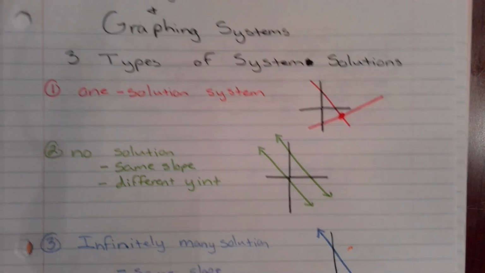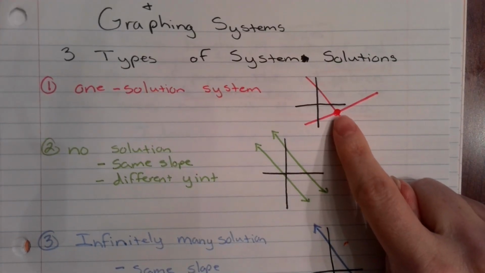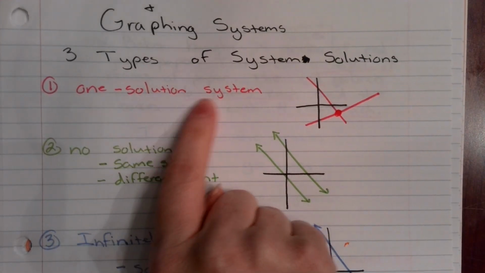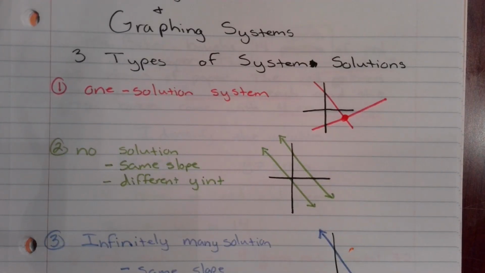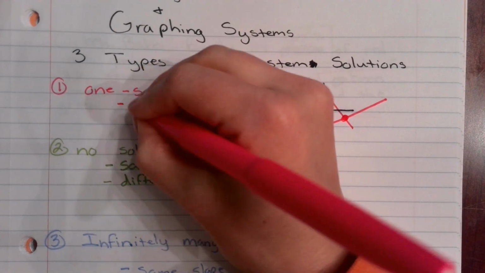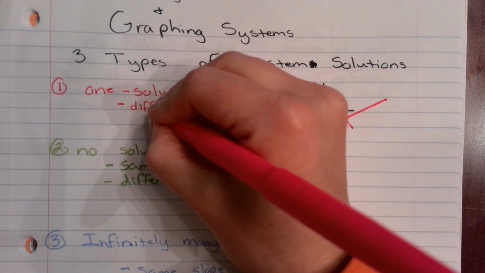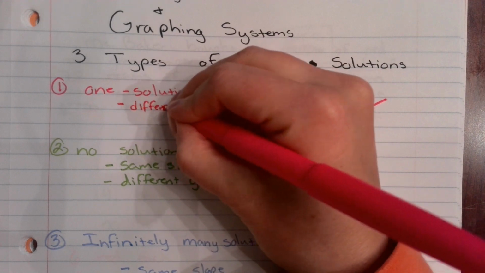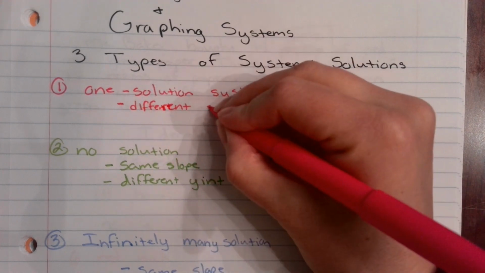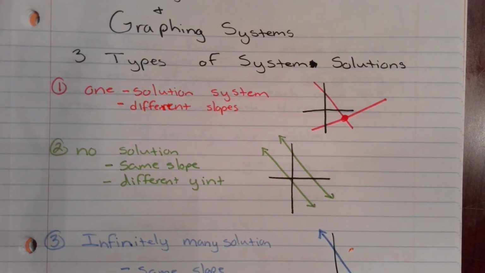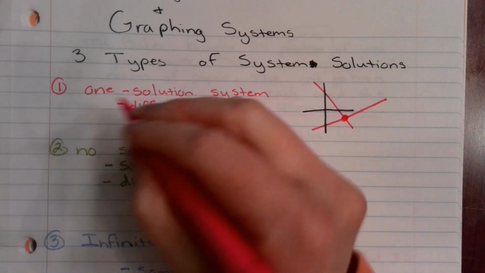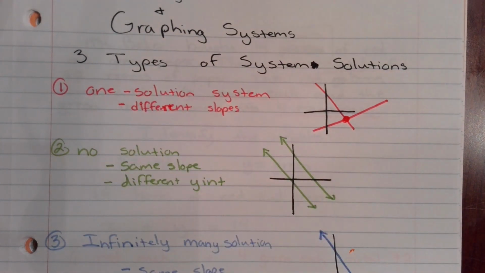When we're graphing, if they intersect at a single point, then that means it's a one solution system. The important thing to keep in mind for one solution systems is that they're going to have different slopes. They might have the same y-intercept, they might not. If they have the same y-intercept but different slopes, then the y-intercept is the point of intersection. But they're definitely going to have a different slope from each other.